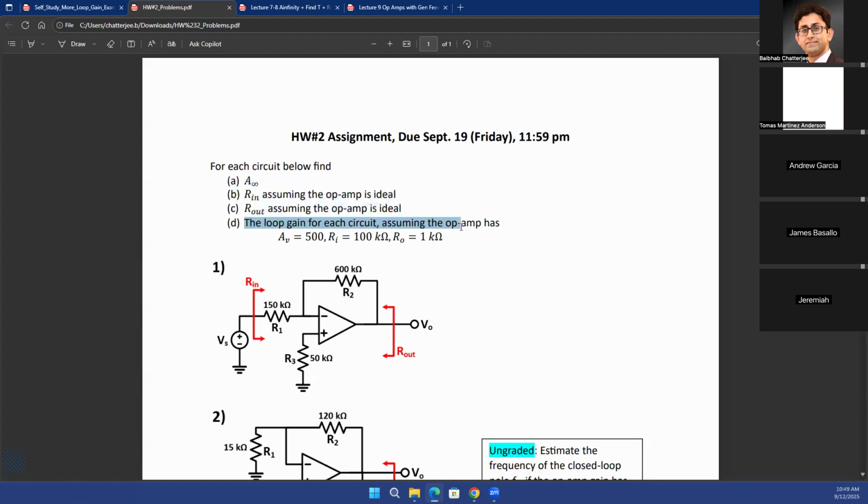For part D, we have the non-ideal op-amp, where you are provided a finite gain of the op-amp, which is 500. See, this is not infinite anymore. The input resistance, again, is not infinite anymore. It's just 100 kilo ohms. And the output resistance, again, is not 0 anymore. It's 1 kilo ohm. So there you need to find the beta factor, just like we did in the previous class. And then multiplying beta with A, you get the loop gain. So that will be your part D.